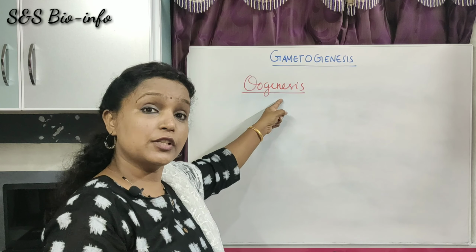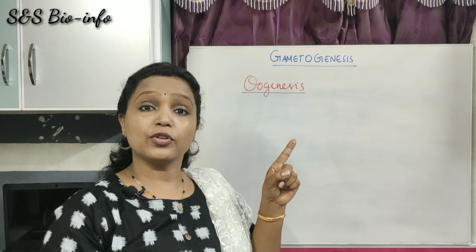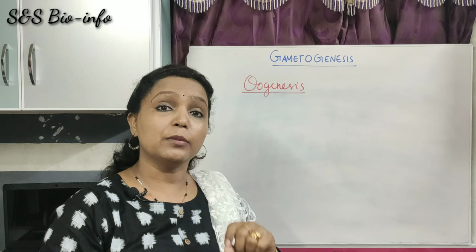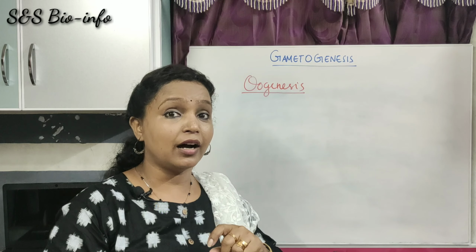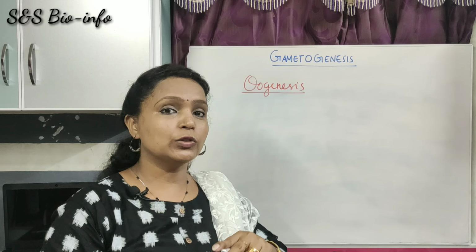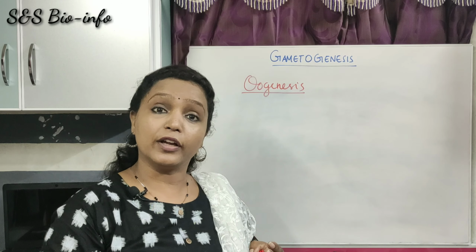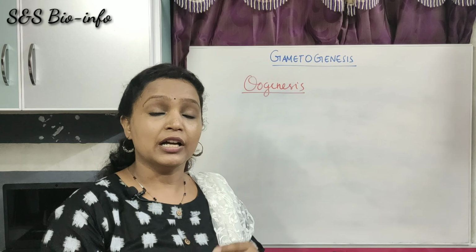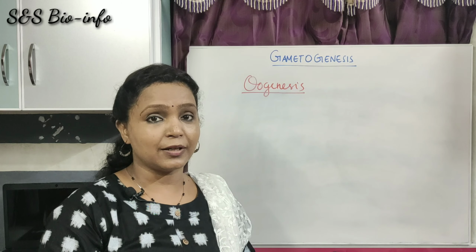Oogenesis means formation of ova. Formation of ova takes place in the primary sex organs of the female. The primary sex organs of the female are a pair of ovaries. Those ovaries are located in the lower abdominal cavity, that is, in the pelvic region. The ovary produces both the ova and the ovarian hormones or steroid hormones. This ovary performs dual functions in the female reproductive system.